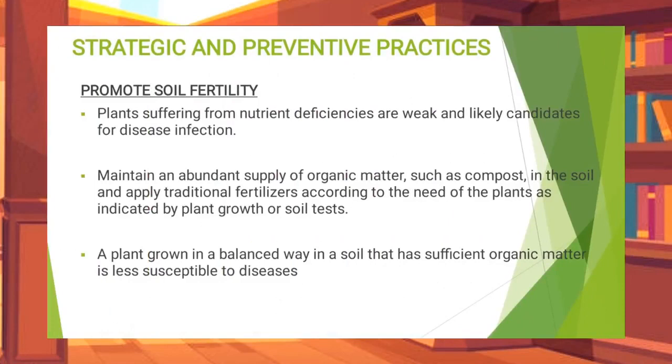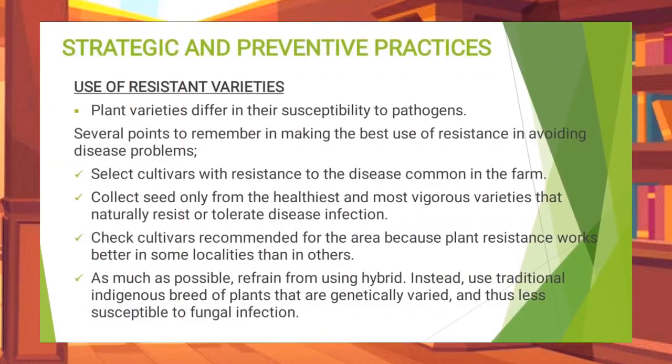Strategic and preventive practices to promote soil fertility. Plants suffering from nutrient deficiencies are weak and likely candidates for disease infection. So para dili candidate ang imong plants, then maintain an abundant supply of organic matter such as compost in the soil and apply traditional fertilizers according to the need of the plants as indicated by plant growth or soil test. So dili na over ang temperature, ang water, and the nutrients para okay ang tubo sa plants. So a plant grown in a balanced way in a soil that has sufficient organic matter is less susceptible to diseases.